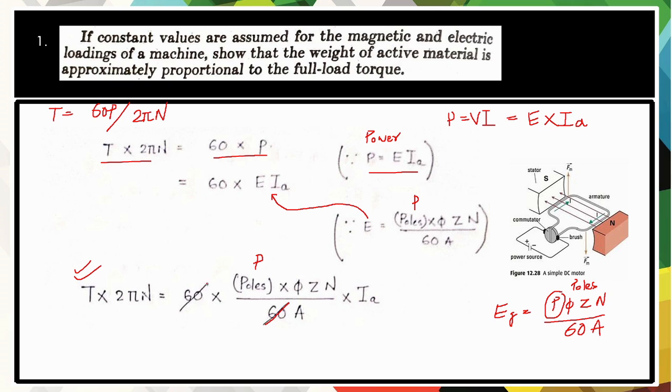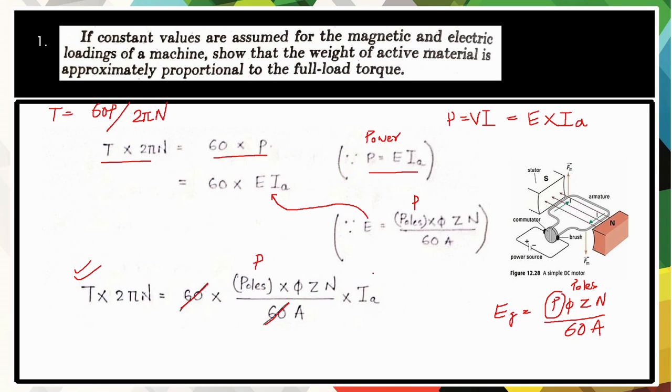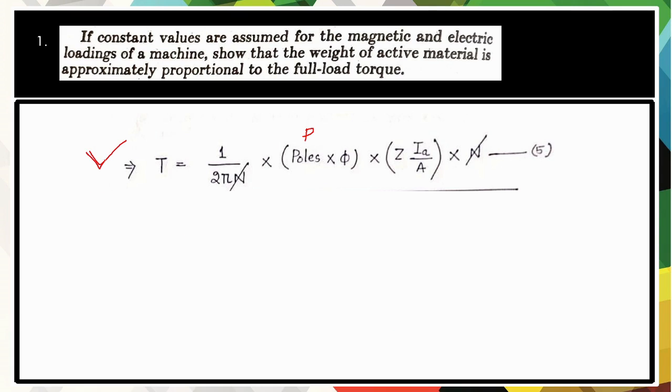So here 60 and 60 will be cancelled. Finally we will get T equal to 1 by 2 pi N into poles P into phi into Z IA by A into N. By rearranging the previous equation, we will get this equation. So here N and N will be cancelled.